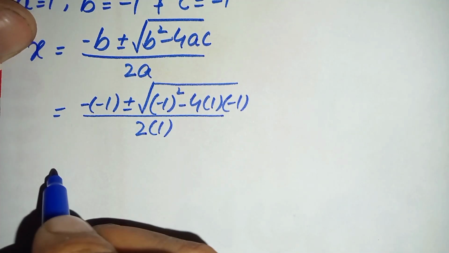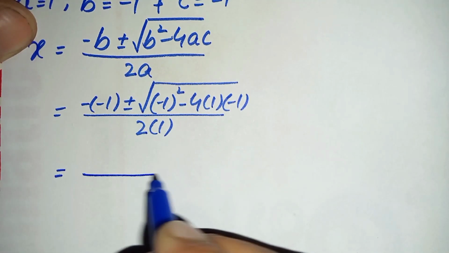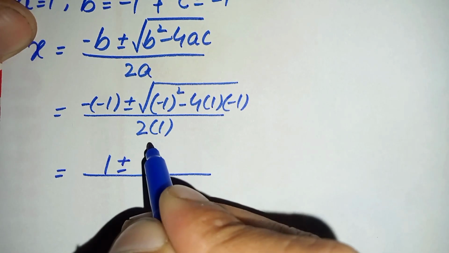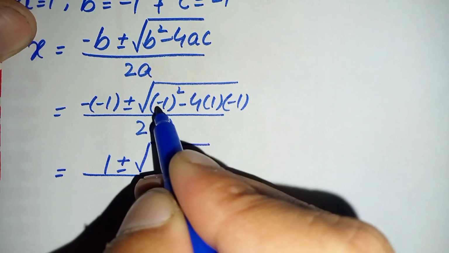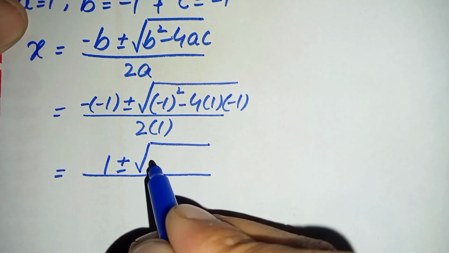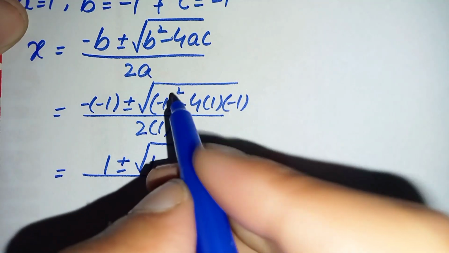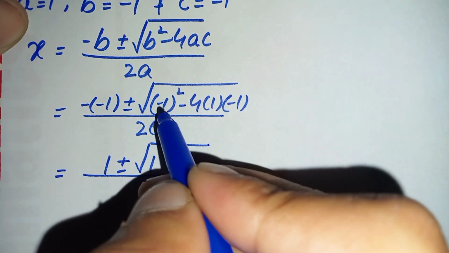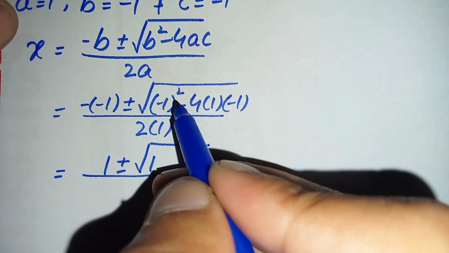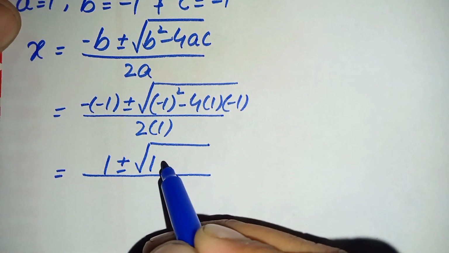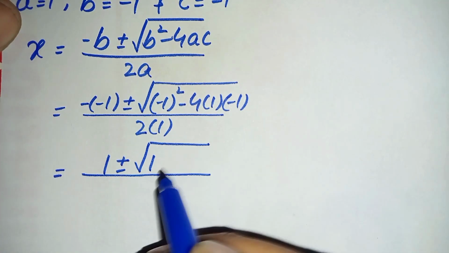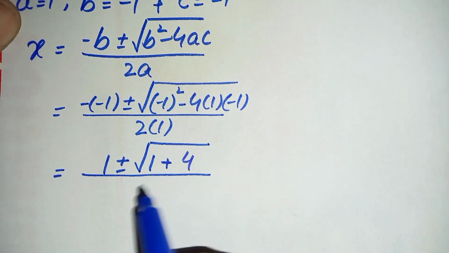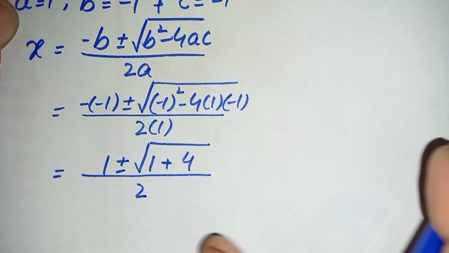Now let us simplify the numerator and denominator. Negative is positive, so it will become +1 plus minus square root of (-1) squared, which is +1. Remember that multiplying a negative sign an even number of times gives positive, so it is +1. And here negative times negative is positive, and 4 times 1 is 4, divided by 2 times 1 is 2.